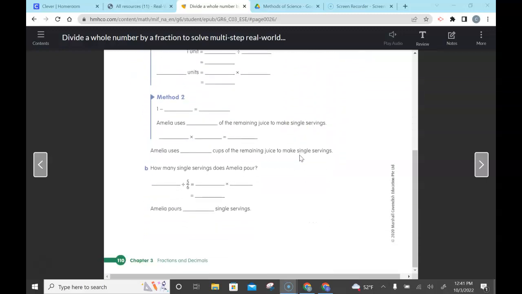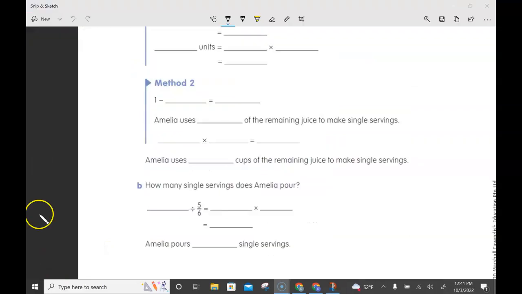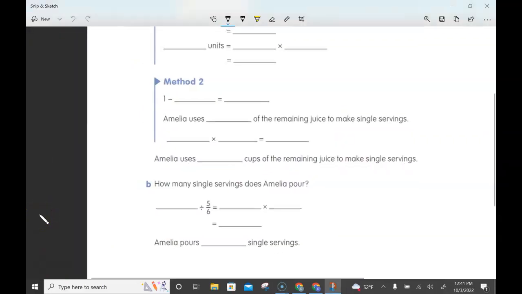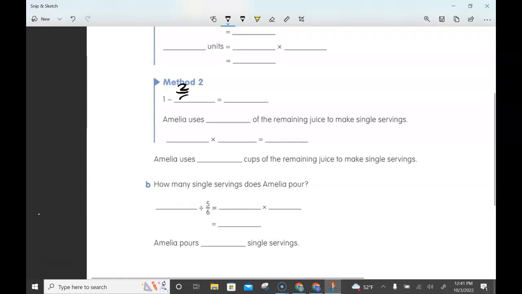Okay, so we're going to look at method 2 to solve this problem. So what we're going to do is take 1 and subtract 2/5 from it. Where am I getting that 2/5 from? We can see that she uses 2/5 of the juice to make punch. All right, so that's going to give us 3/5 of the juice left over. So we can see that Amelia uses 3/5 of the remaining juice to make single servings.